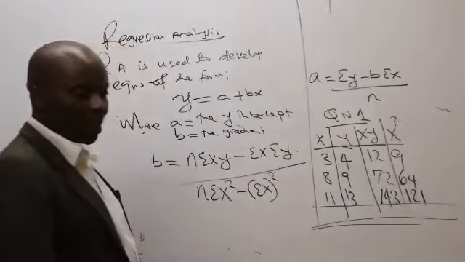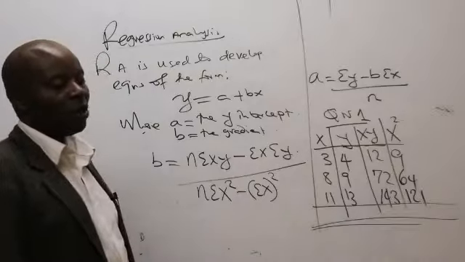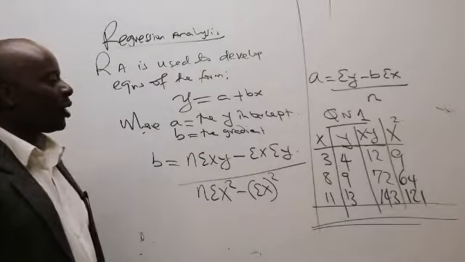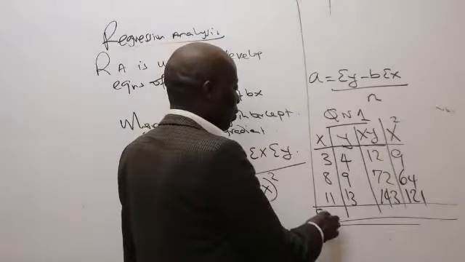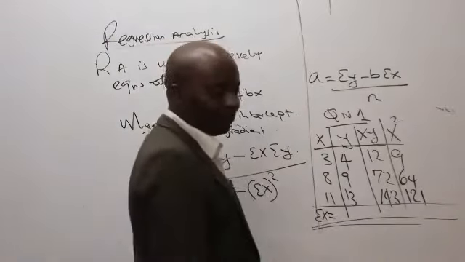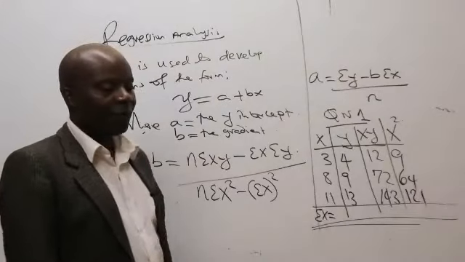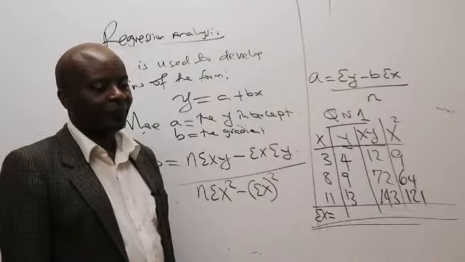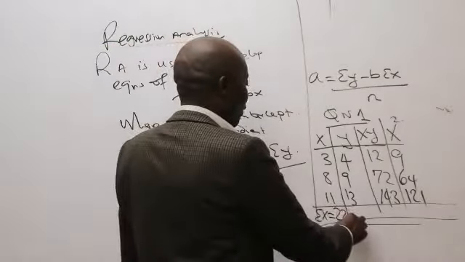Remember, regression is a sigma model. Regression is all about summations. So sum of x, can someone talk to me here? Sum of x, so 3 plus 8 plus 11 gives us what here? 22. Thank you very much.